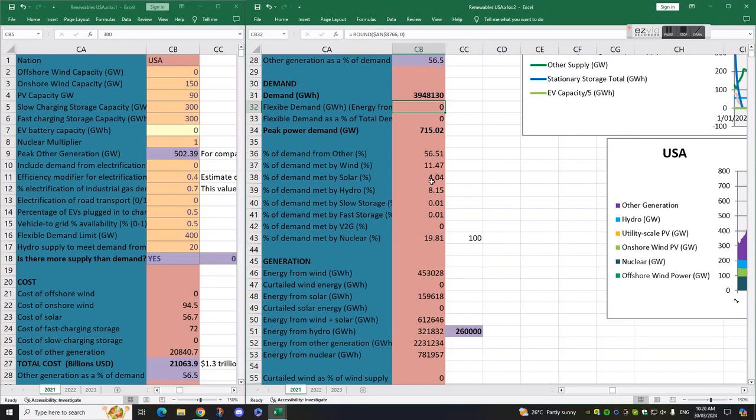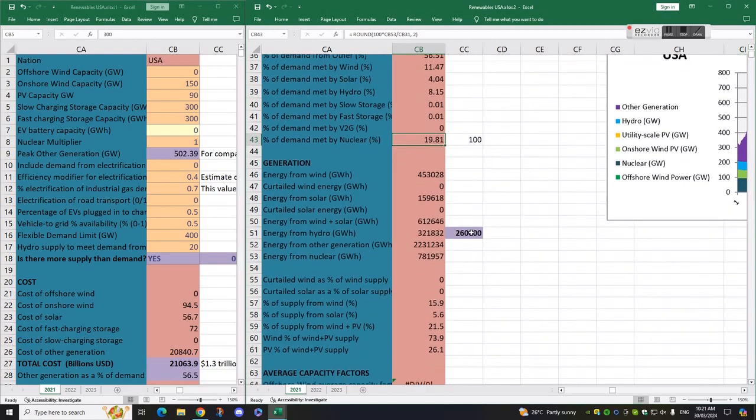Rooftop solar basically has the same production patterns. It produces a lot of electricity on the same days that the utility scale solar produces, and in the same locales. So you can basically combine the two of them together. It doesn't make a lot of difference to how the spreadsheet works. Hydro produced about 8% and nuclear about 20% in 2021.